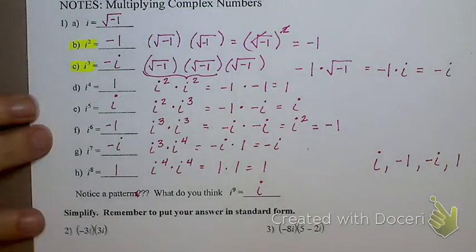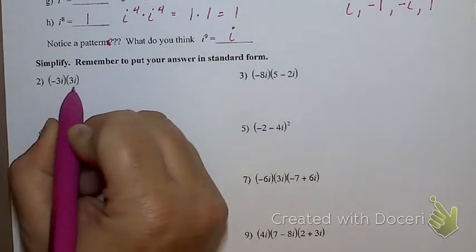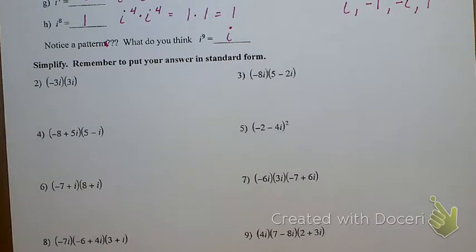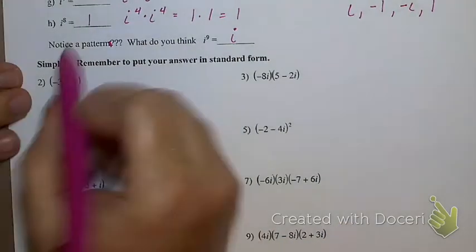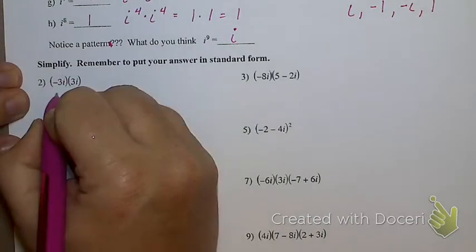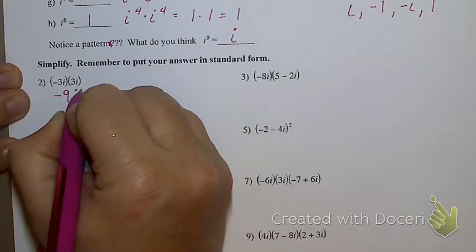Okay? So, we're multiplying. So let's get to our multiplying. If I were to multiply these, let's pretend it's not an i right now, and it's just a variable. Okay? Negative times a positive is negative 9i squared.